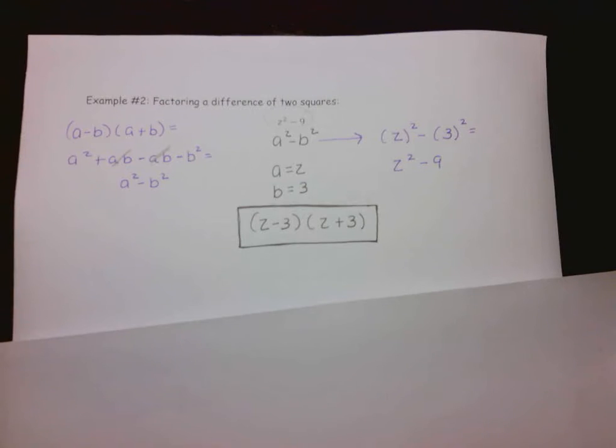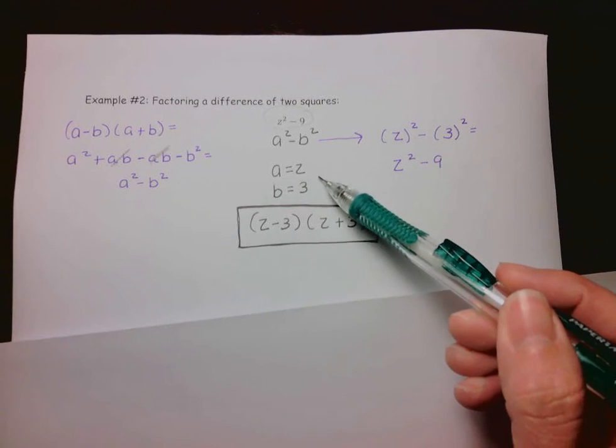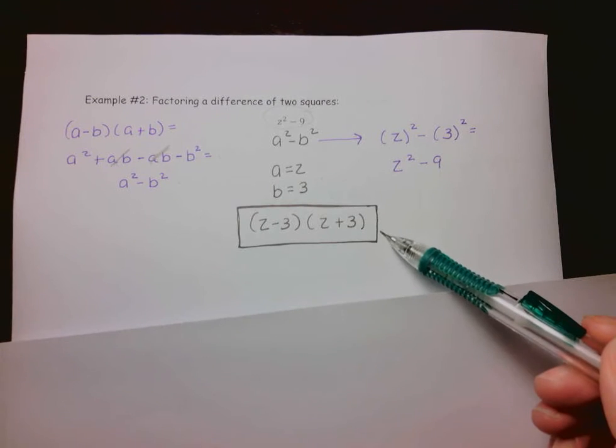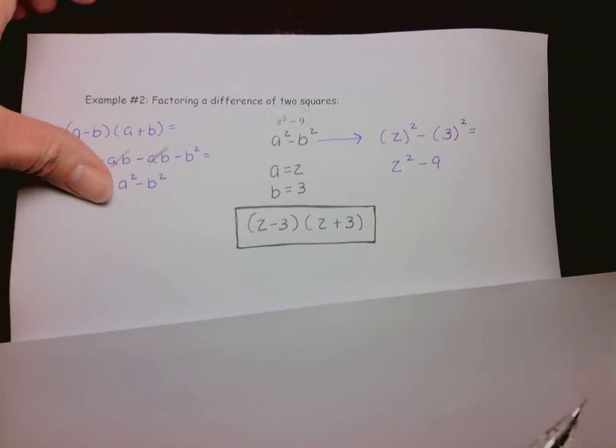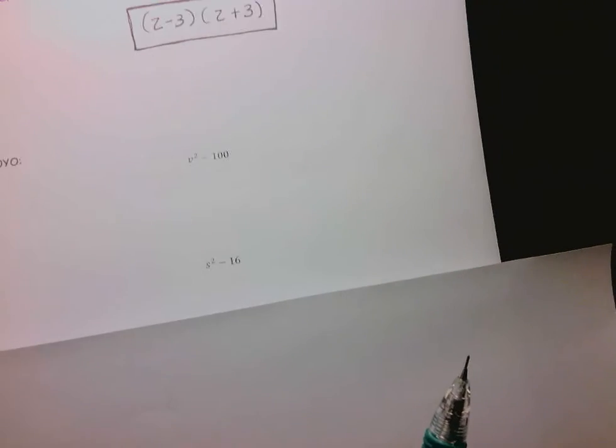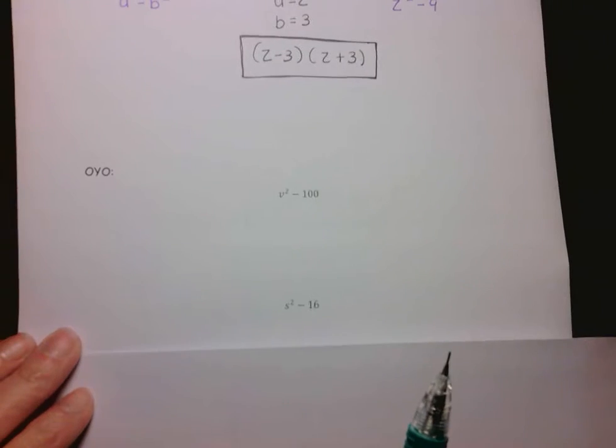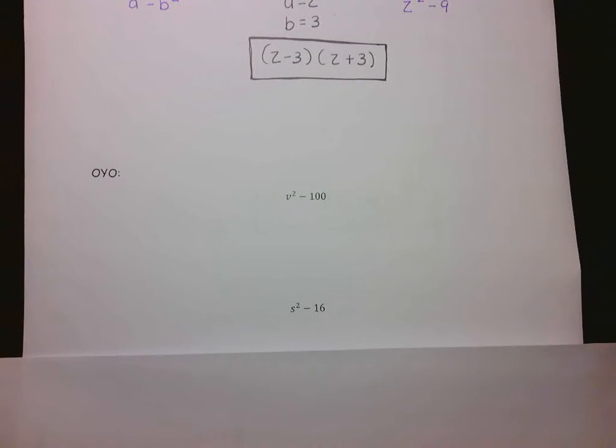Again, pause the video to make sure you understand how I got my A, how I got my B, and make sure that you understand why this is my final answer here. And then go ahead and hit pause and factor these. And here are the answers.